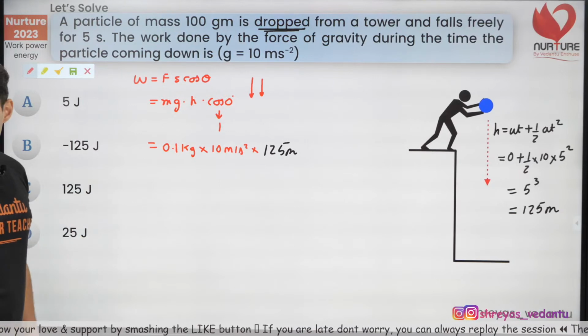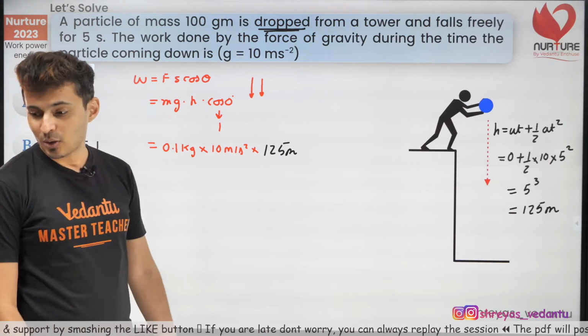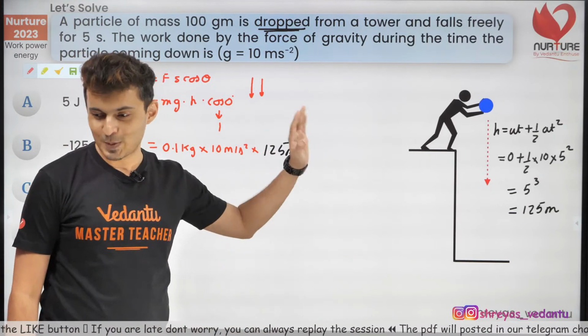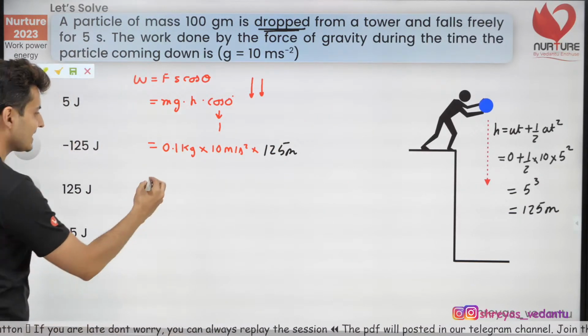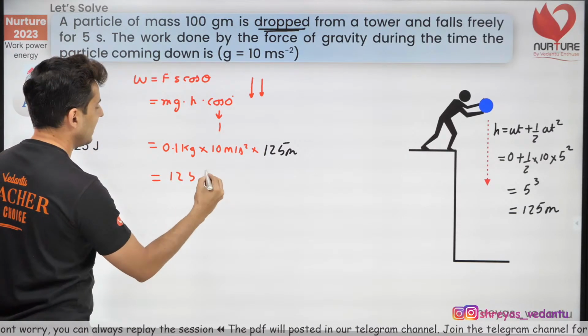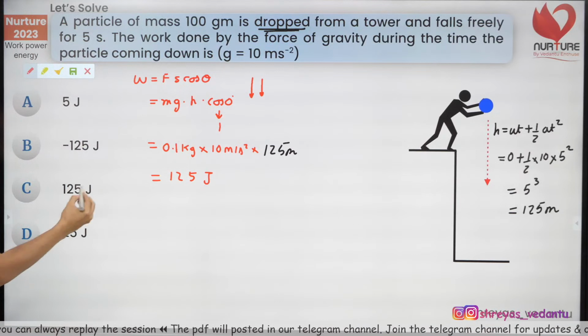Yes, so original value of g is 9.8, but for all practical purposes, Gauri Shankar, if it is not specified, just use it as 10. What's the problem? It makes your calculations easy, right? Be happy. 0.1 into 10 gone. So it will be 125 joules, which is option C.